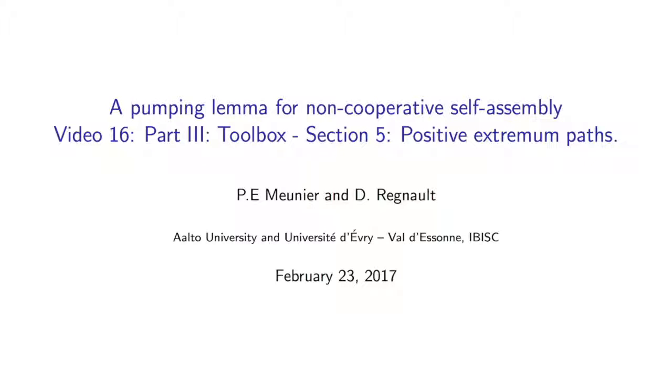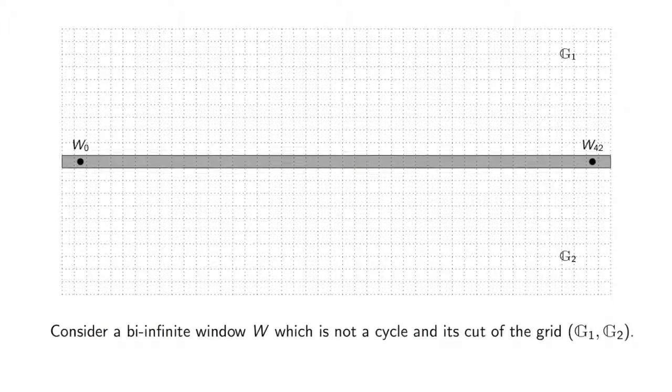This is video 16. In this video, we use the previous definitions in a more simple example. We also analyze the decomposition of a positive extremum path in extremum arcs. Consider a simple B-infinite window W which is not a cycle.